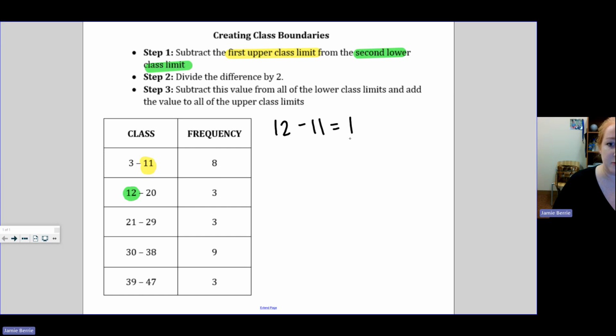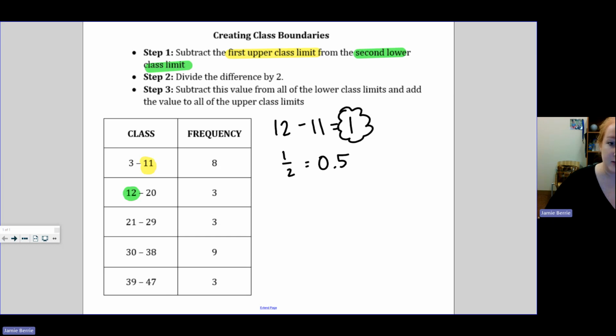Divide that difference by 2. So take the difference, that's this number here, and divide it by 2. 1/2. Of course, 1 over 2 is 0.5. I about put 0.05. And then your last step is just to subtract this value from all the lower class limits and add the value to all the upper class limits to get your class boundary.